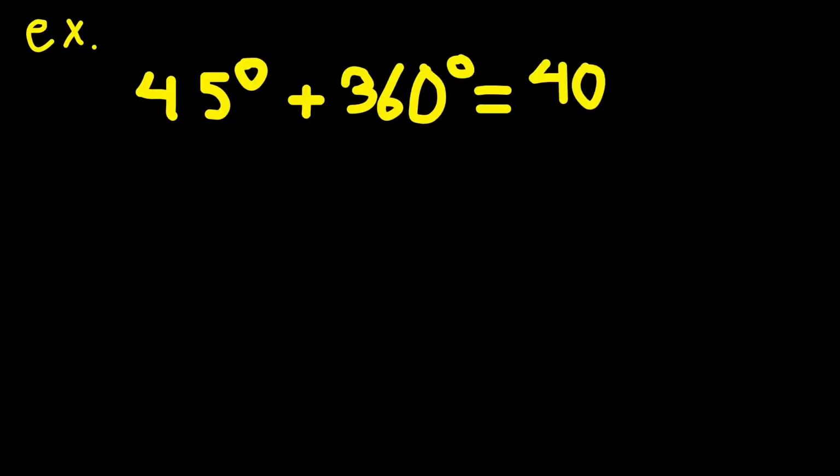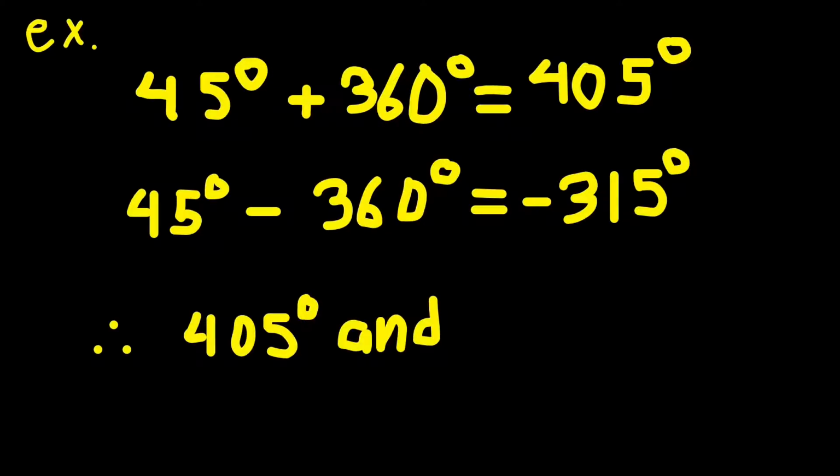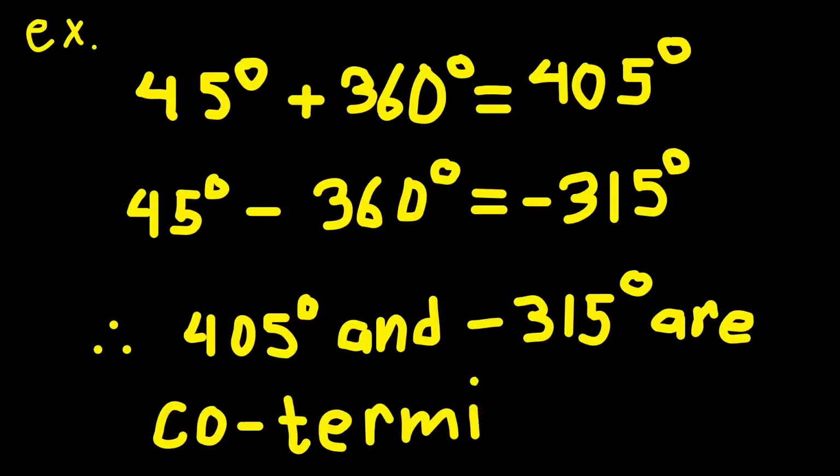Example, 45 degrees plus 360 degrees is equal to 405 degrees. And 45 degrees minus 360 degrees is equal to negative 315 degrees. Therefore, 405 degrees and negative 315 degrees are coterminal angles.